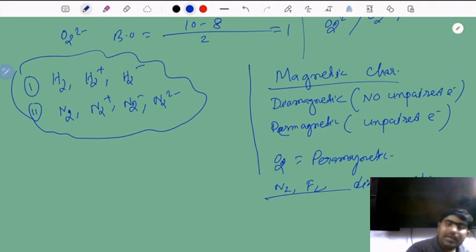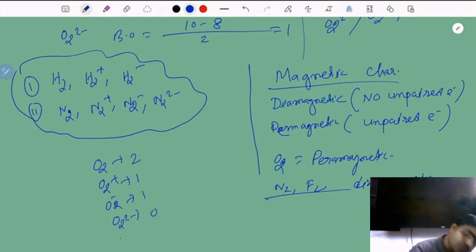Similarly, see another one. If you go for O2, O2 plus, O2 minus, O2 2 minus: in O2 there are two unpaired electrons. O2 plus has one unpaired electron. O2 minus has one unpaired electron. O2 2 minus has zero unpaired electrons.